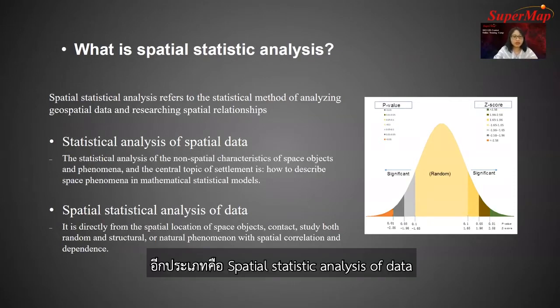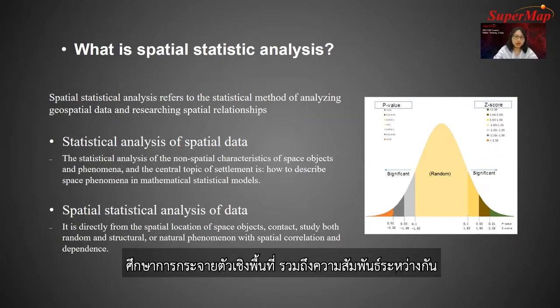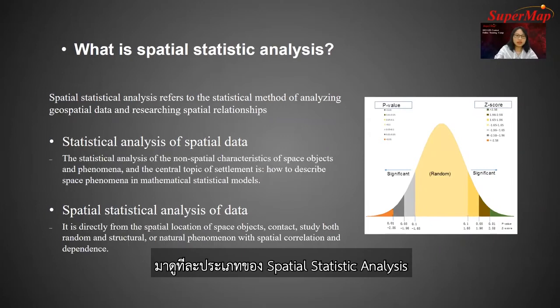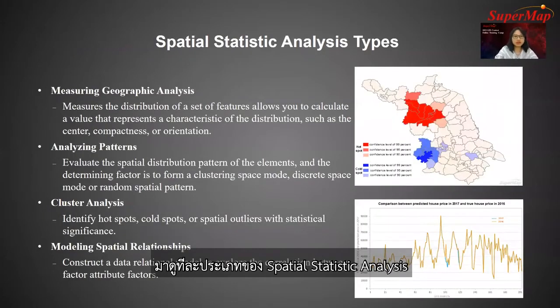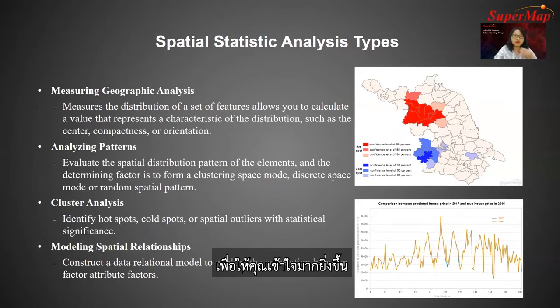And the other one is the spatial statistical analysis of data. It directly starts from the spatial location of spatial objects to study both random and structural or natural phenomena with spatial correlation and dependence. So here, let's take a look at the types of spatial statistic analysis so you can better understand what that means. There are 4 types of spatial statistic analysis.